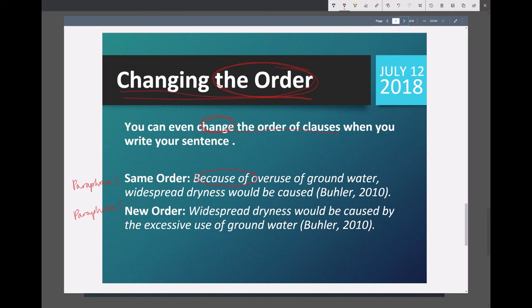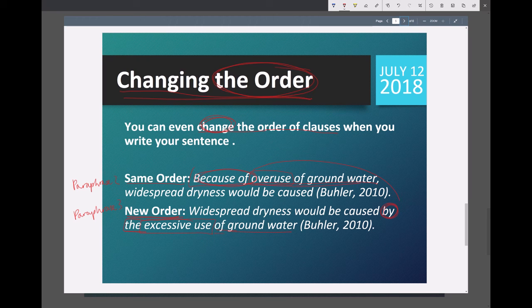Take a look at paraphrase 2, the same order, and compare it with paraphrase 3, the new order. Circle any words that are different and underline any words that are the same. You can pause this video to give this a try now. Okay, let's take a look. "Because of" and "by". That's the first change. And then the order has changed. Notice "the excessive use of groundwater" or "the overuse of groundwater". So you have a synonym there. That's another change. This time, "of groundwater" is the same.